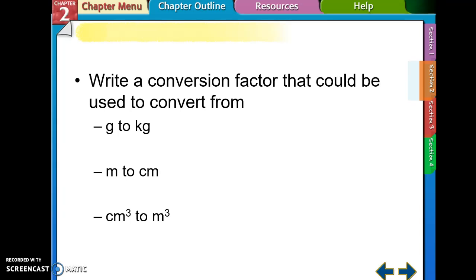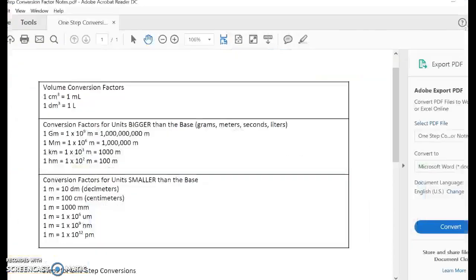So, right here where it says, write a conversion factor that can be used to convert from grams to kilograms, meters to centimeters, or cubic centimeters to cubic meters. That doesn't mean that you have to have all of this memorized yet. You have this handy-dandy conversion thing that you can use.